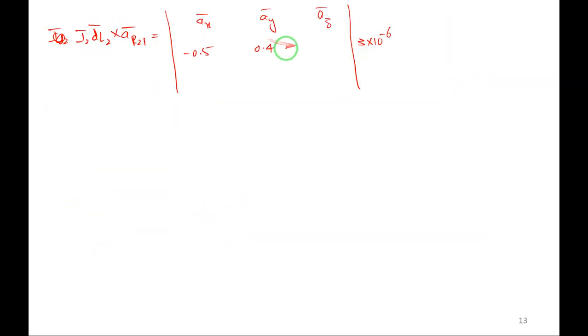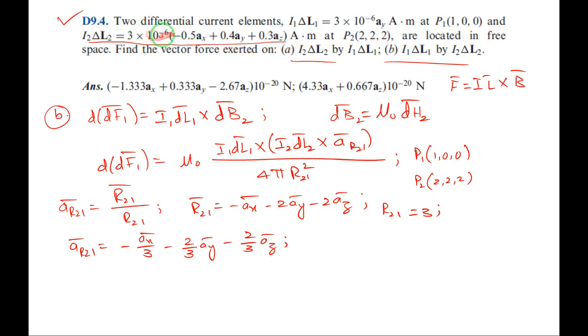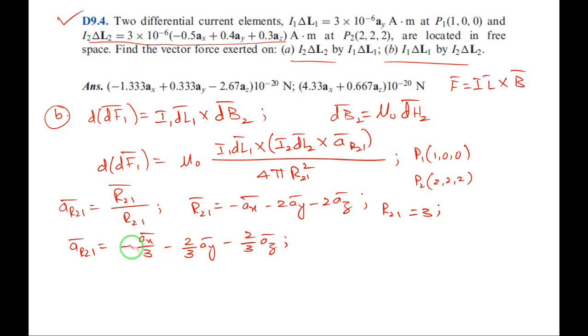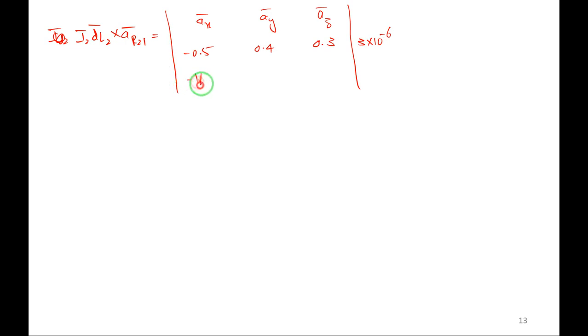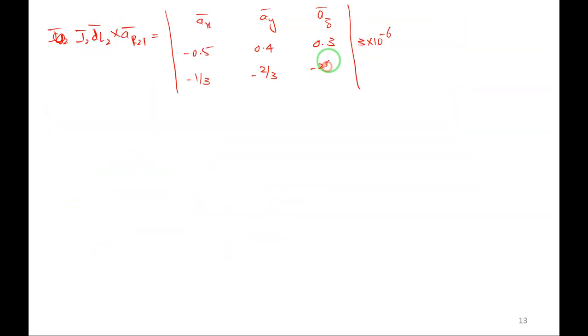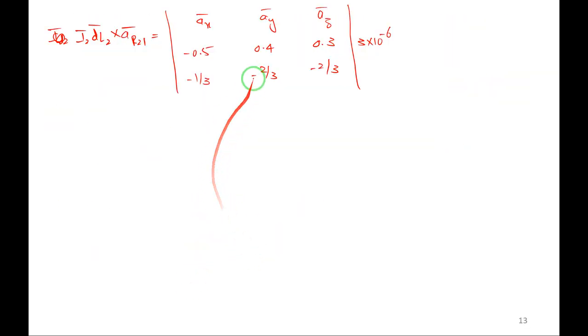This 3 into 10 power minus 6 is taken outside. Then next, write down the components of this vector aR21. aR21 is here, minus 1 by 3, the next minus 2 by 3, here it is minus 2 by 3. Is it fine? Okay. Next we will calculate this, plus, minus, plus.